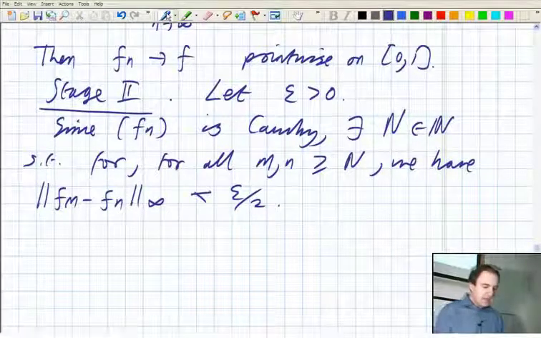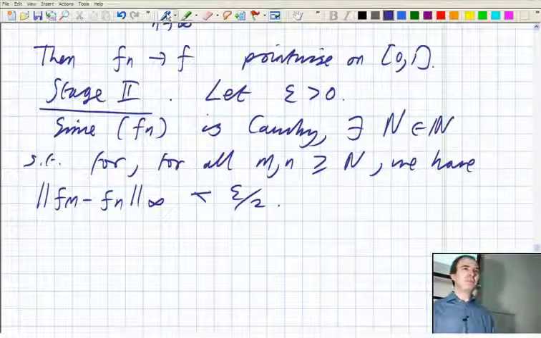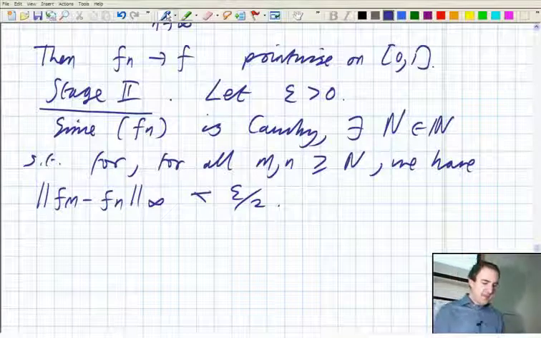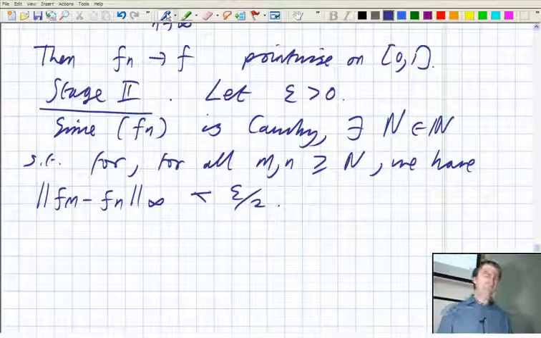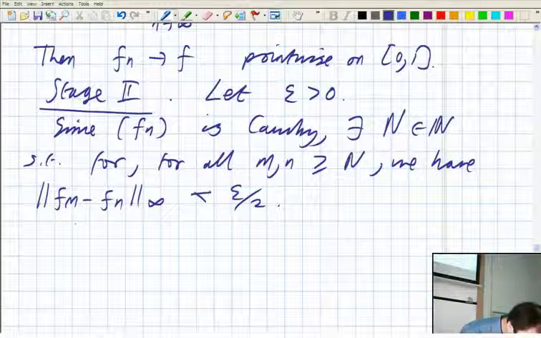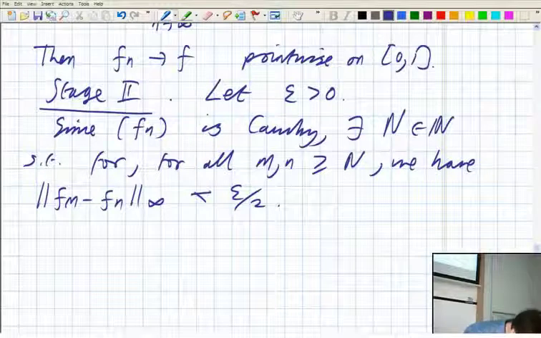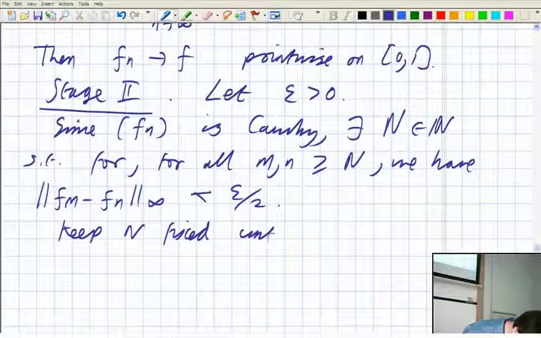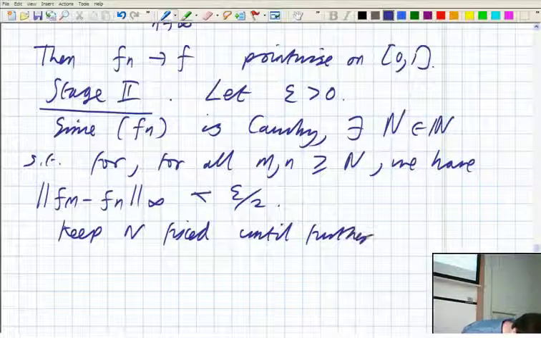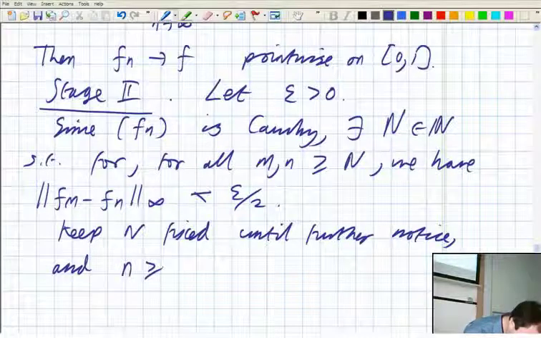I'm going to claim that basically the function f is bounded and that the uniform norm of fn or fm minus f is less than or equal to epsilon over 2 once you get past N. So this N is going to be fixed for a while. Keep N fixed until further notice. And little n as well, with little n greater than capital N fixed.